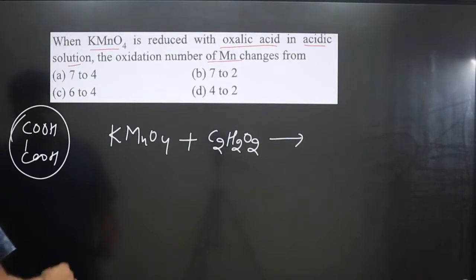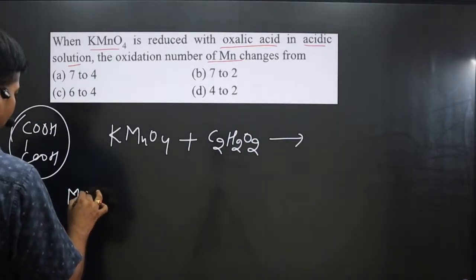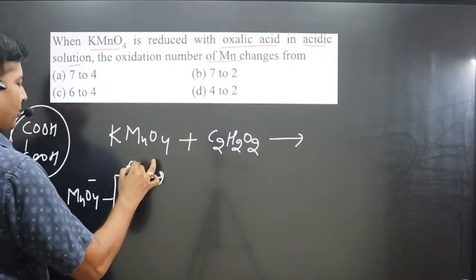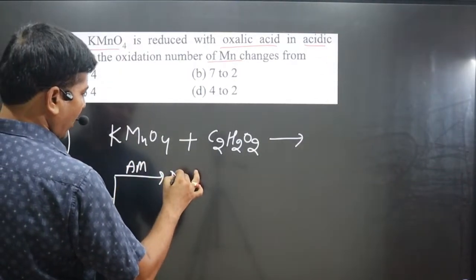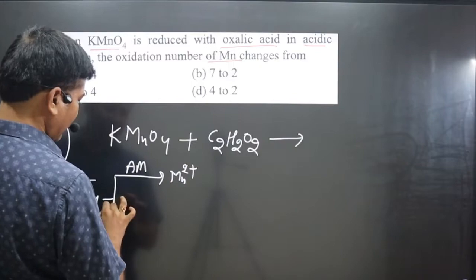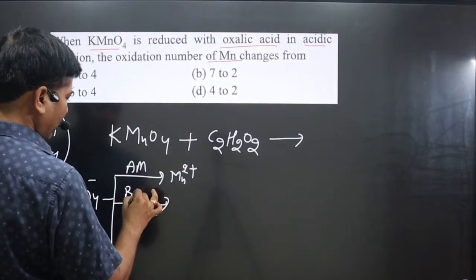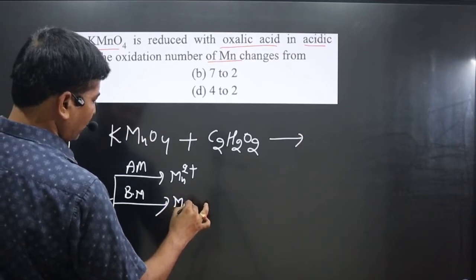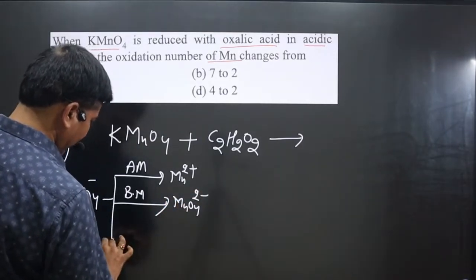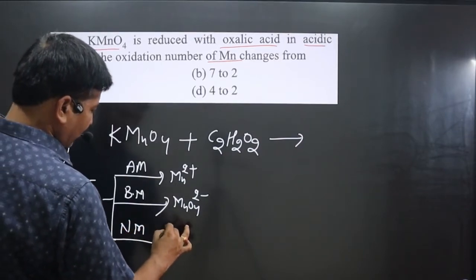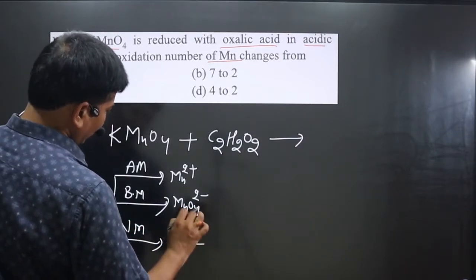Always keep in mind, when potassium permanganate, the permanganate ion, participates in acidic medium, it always converts into Mn2+. Participating in a chemical reaction in basic medium, it converts into MnO4 2-, and participating in neutral medium, it converts into MnO2.